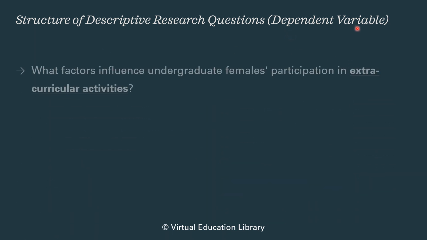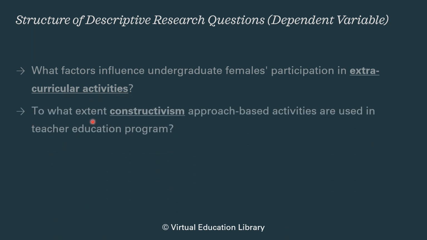As discussed in the last video, your research question should have four things: PICO, population, intervention, comparison, and outcome. So this should also be reflected in your research question. Here I'm going to discuss the dependent variable. You can see here that "what factors" was the key phrase, and influence on undergraduate females' participation in extracurricular activities is the dependent variable. So your research question should have a dependent variable. To what extent are constructivism approach-based activities used in teacher education programs?